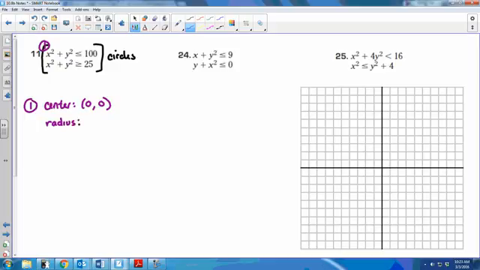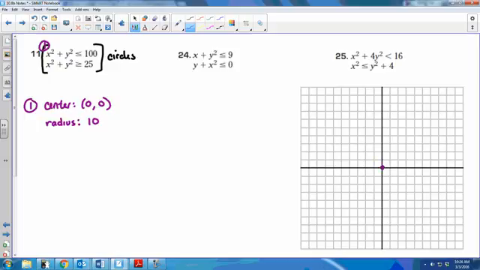On the circles quiz, the first test in the unit, some of you would forget to take the square root of that number. And so you would tell me that the radius was 100. Be careful that you take the square root. Okay? All right, so we're going to graph this.